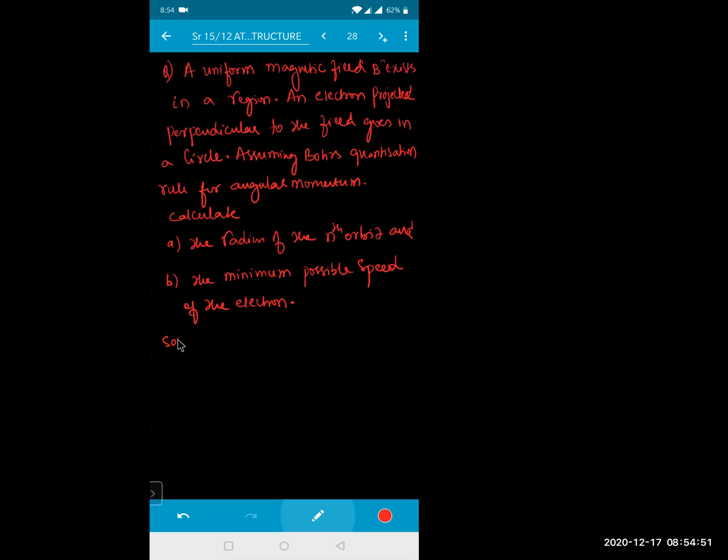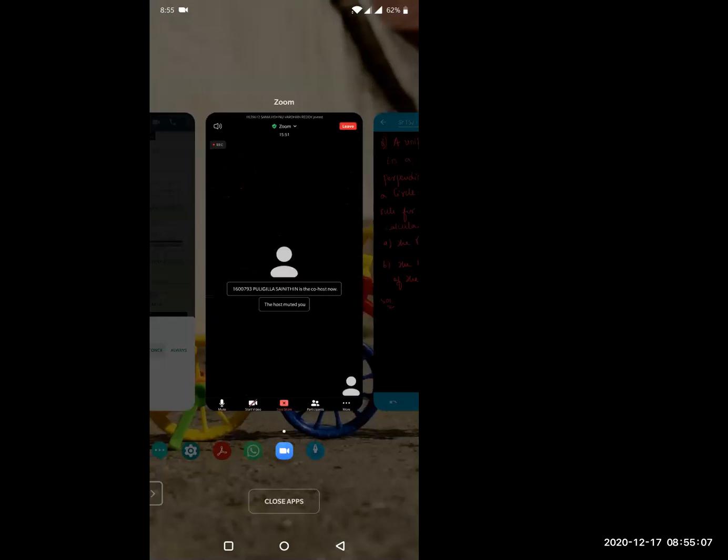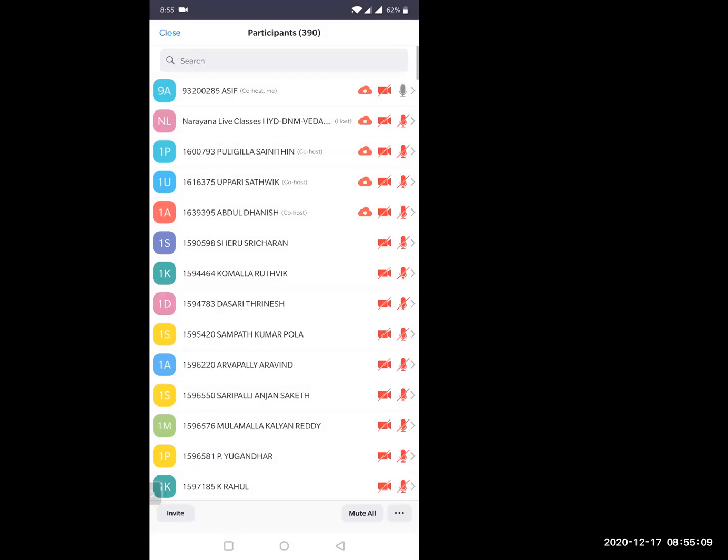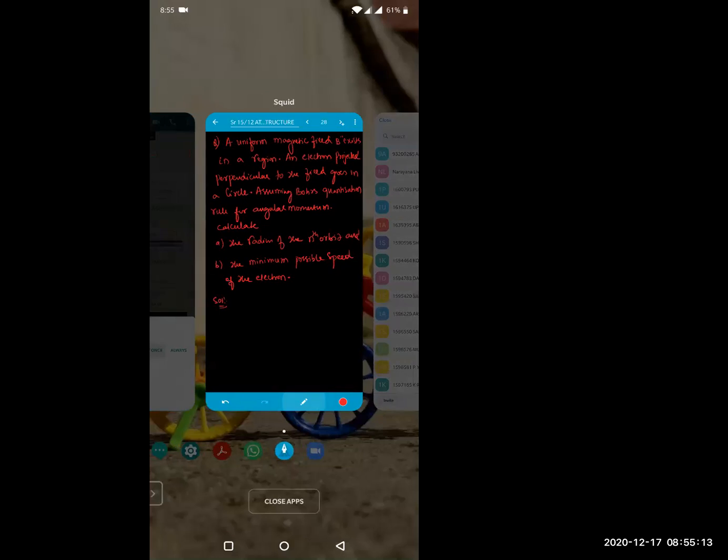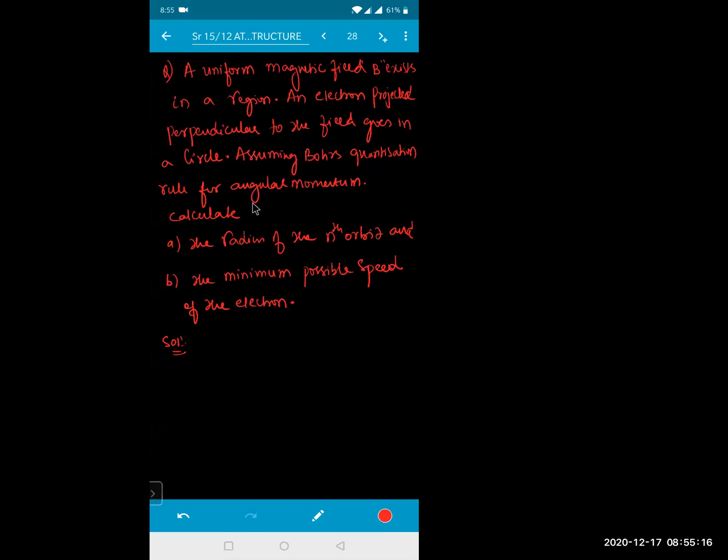Okay, let's try. A uniform magnetic field B exists, an electron is projected perpendicular and goes in a circle. Assuming Bohr's quantization rule for the angular momentum, calculate the radius of the nth orbit. Will you do it? Try the first one.